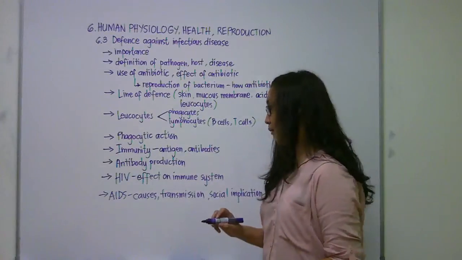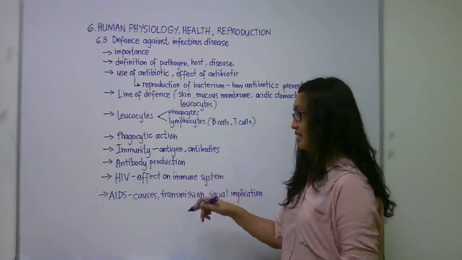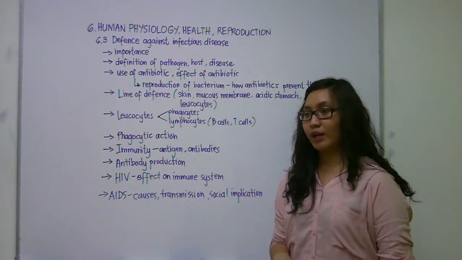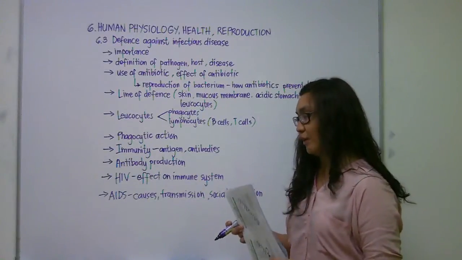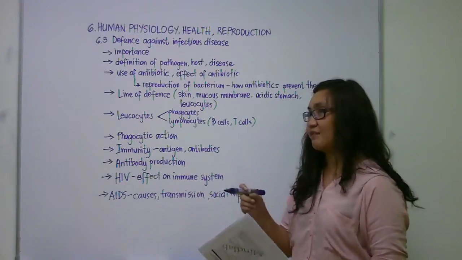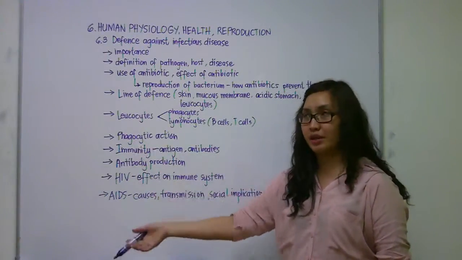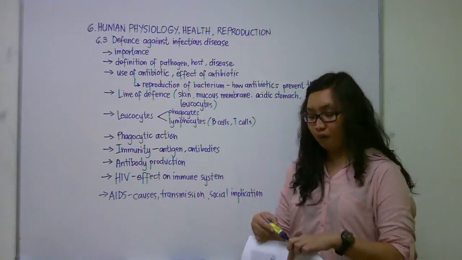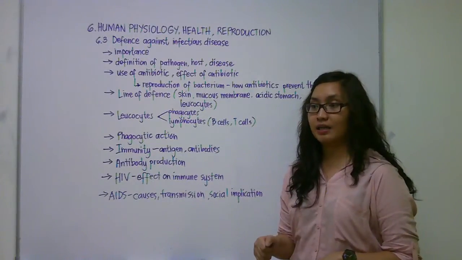These last two parts on defense against infectious disease, about HIV and AIDS, are more of a social awareness part, wherein we are educating our students since they are already adults. It is a social awareness education, with a more scientific approach to how the virus is transmitted from one person to another. So that will be it for defense against infectious disease. More details will be discussed later on in the 12th chapter.